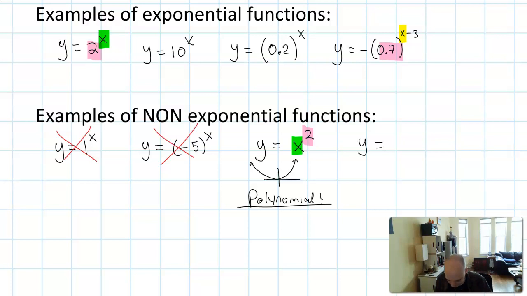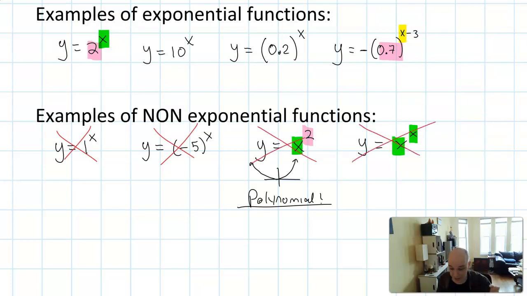Another non-exponential function that sometimes fools people is y equals x to the x. That does solve the problem that we wanted the variable to be in the exponent, but it also has a variable in the base. x to the x is not an exponential function either. That actually grows faster than an exponential function, and we are not dealing with that right now. So non-exponential functions right here.